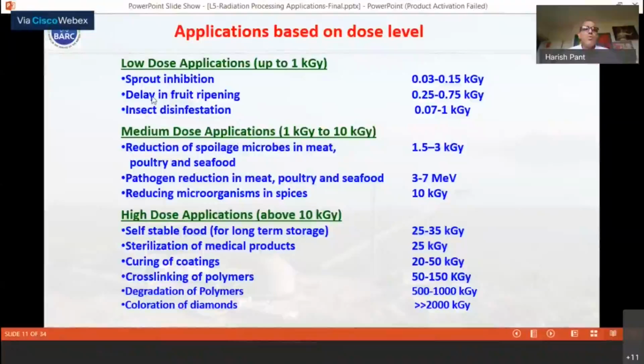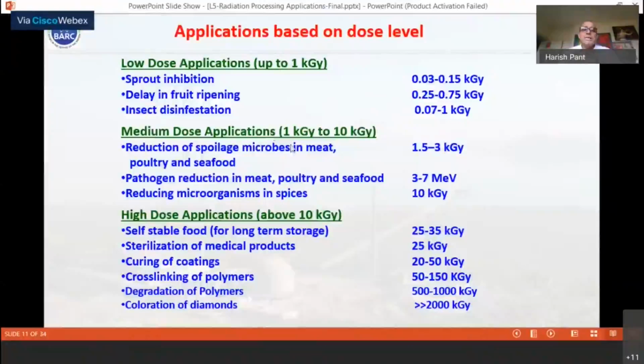So mostly for foods, disinfestation and sprout inhibition, the dose rates are less than 1 kilogray. Actually, based on the doses, there are three main categories of application. One is the low dose applications, then medium dose applications, which range from 1 kilogray to 100 kilogray, and then there are high dose applications. Low dose applications are mainly processes which require only 1 kilogray of dose.